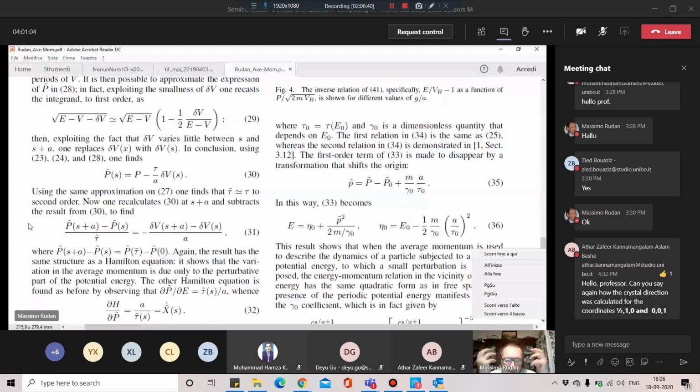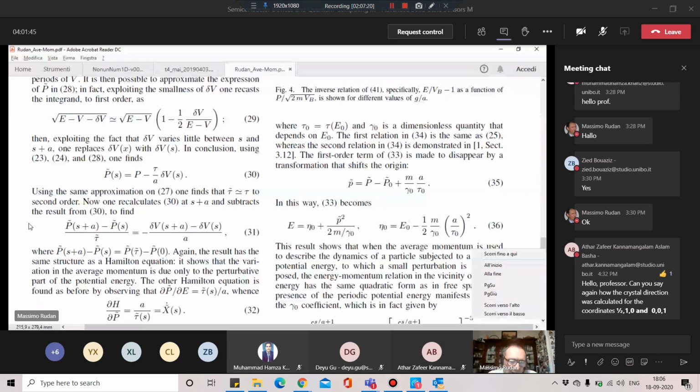If you understand the reasoning, you can also appreciate the fact that the outcome of this reasoning is enormously useful. Essentially, when we use average momentum in a crystal or in a periodic structure, it's like we are considering free space, particle in a free space with some external force. It's like the crystal has disappeared, okay? You may say this is too much. We cannot just make the crystal disappear.